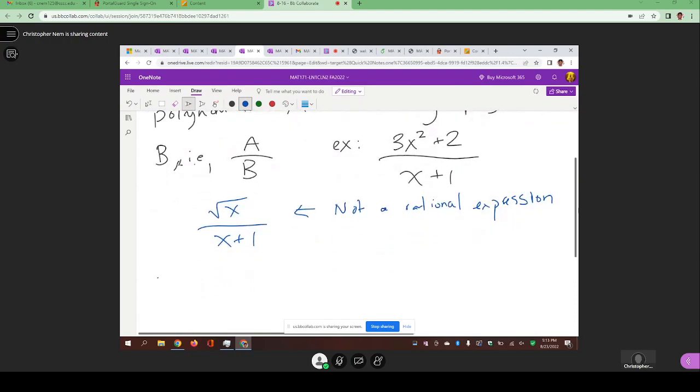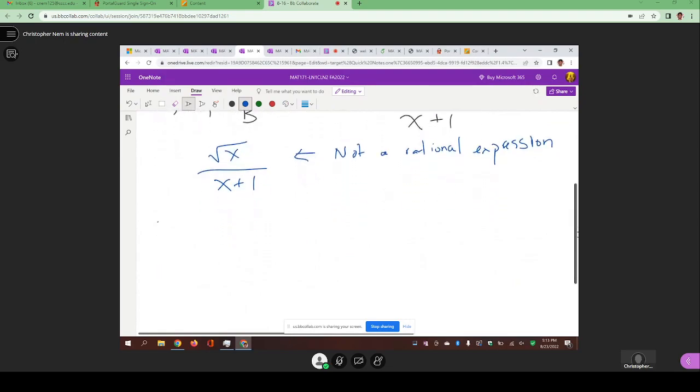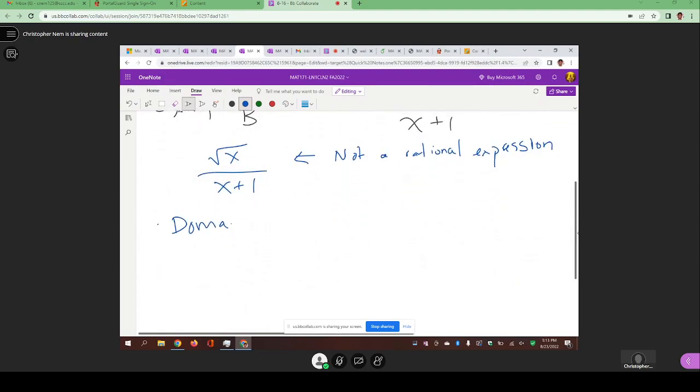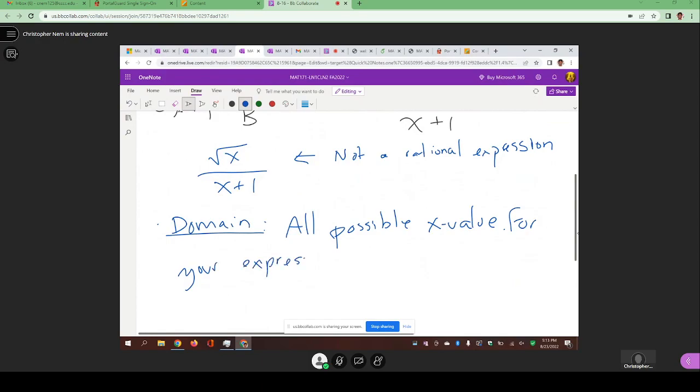Then we got to move on to what is a domain. The entire time when we've been doing math, we have been kind of avoiding the word domain. Domain is all possible x values for your expression. The way I like to think about it, it's where your function, or where your expression, lives for x values.